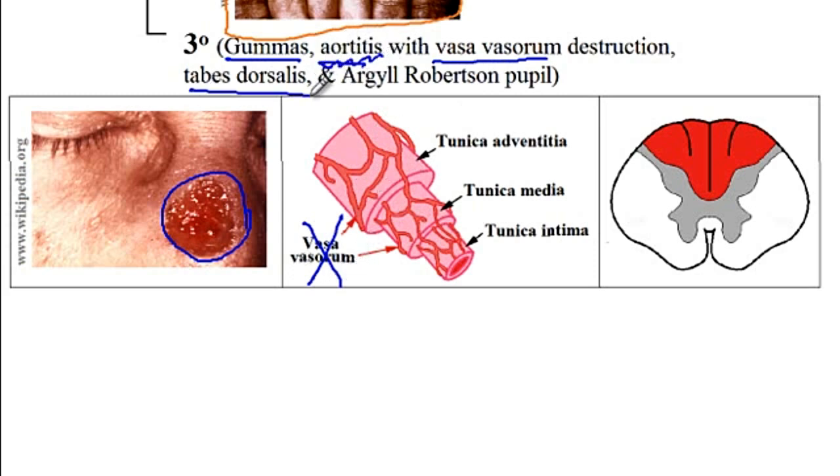They also develop tabes dorsalis due to destruction of the dorsal column of the vertebra, and thus these patients will have loss of vibration as well as proprioception.